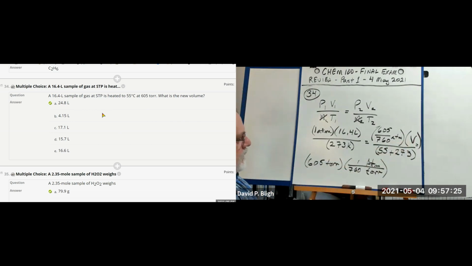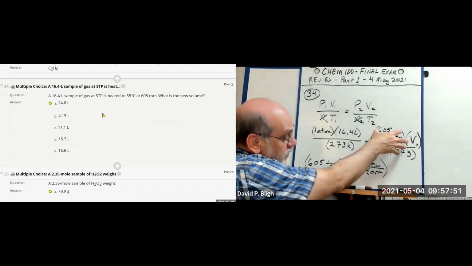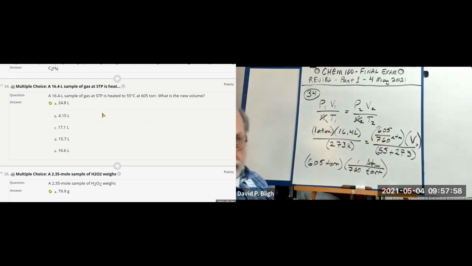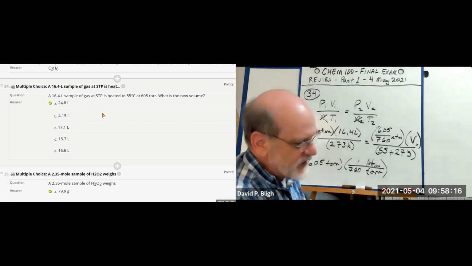Right, for this one. So we can say this one divided by that one is this term, 16.4 divided by 273 is over here. Now we're going to multiply it by this one, 55 plus 273. So I have to add those together first, which is 328. And then I multiply it by what I had over here. And then this one has to come over here in the denominator, right? It's numerator over here, denominator over here. So this one is going to divide into that one. So 605 divided by 760. And then it's going to divide into everything I've got so far. So now I've got 24.7. Yeah, 3 significant figures. 24.7 liters.